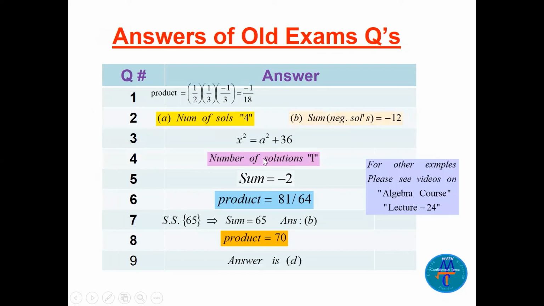Now, just to remind you, these are the 7 solutions here for these old exam questions, 9 of them. To see more examples, you can visit the Algebra course, lecture 24, about other types of equations.